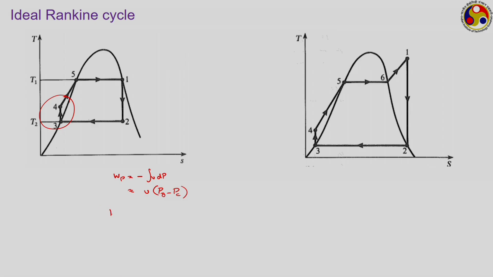And for water, this V is invariably of the order of 0.001 meter cube per kg, as long as we are dealing with normal pressure levels. Unless we go very close to the critical pressure, the specific volume of liquid water will remain in that zone only. I should say write Vf, and therefore, whatever the pressure difference between the boiler pressure and turbine pressure, this pump work remains extremely small.